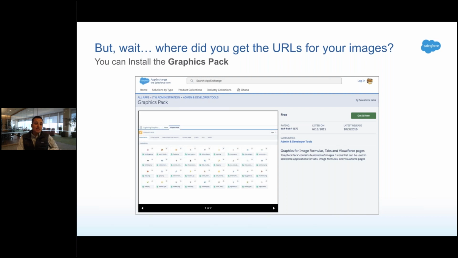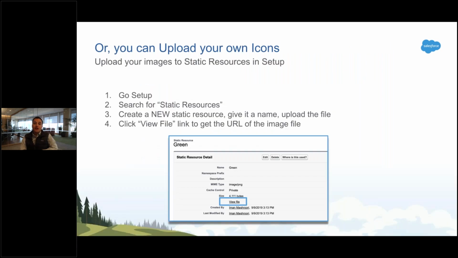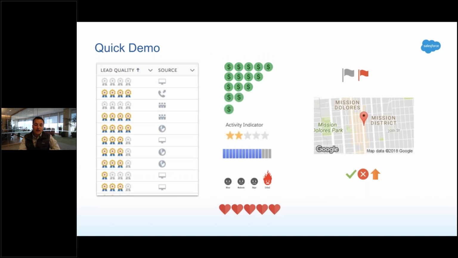Now, if you don't have images, okay, you can install something called the graphics pack off the App Exchange. I forget how many, but it installs tons of little icons for you. You can just feel free to use those. But if you do have images, you can just upload your own. There's a thing called static resources. You essentially create a new static resource, give it a name, upload your file, and when you click that view file link, that's the link you want to use in your image function.